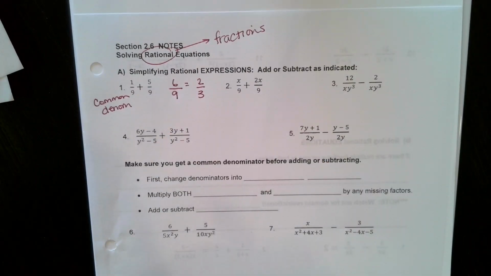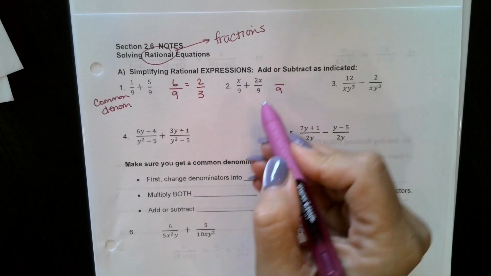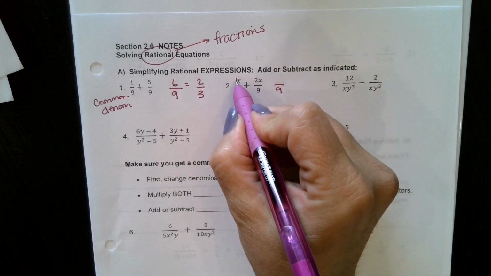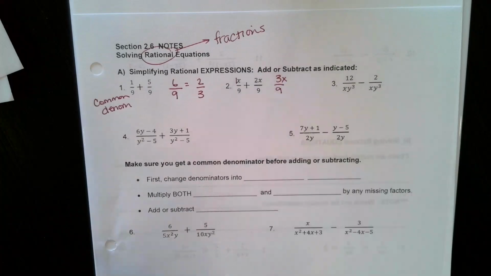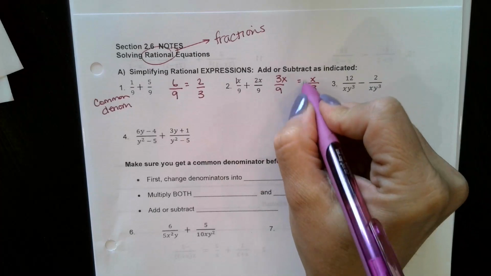Okay? It's no different if we have an x on the top. So my denominator doesn't change. It's 9. And on the top, we have x plus 2x. So this is the same as 1x. So we would have 3x. This simplifies, and this would give us x over 3.